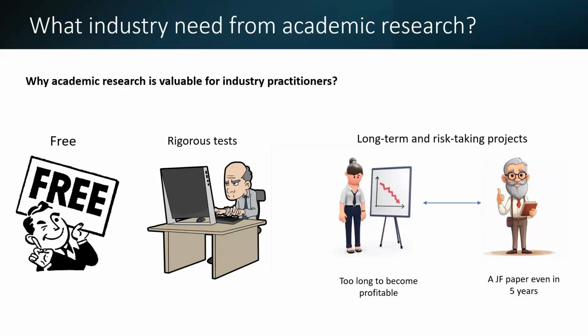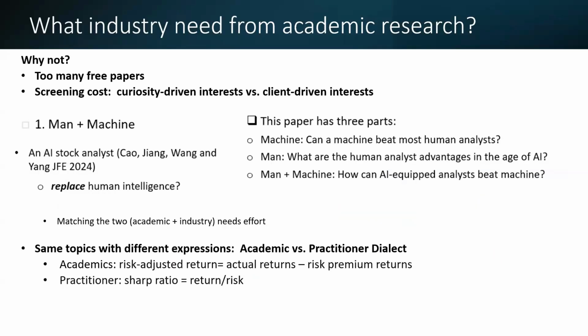But we take 5 years to finish a paper. An average JFE paper takes more than 5 years. I heard 10 years, 15 years. So we take the long-term risk. We do the rigorous test. We make it free. Why are they not reading our papers? So I always ask these questions. That's why some people maybe don't invite me anymore. But they give me good feedback.